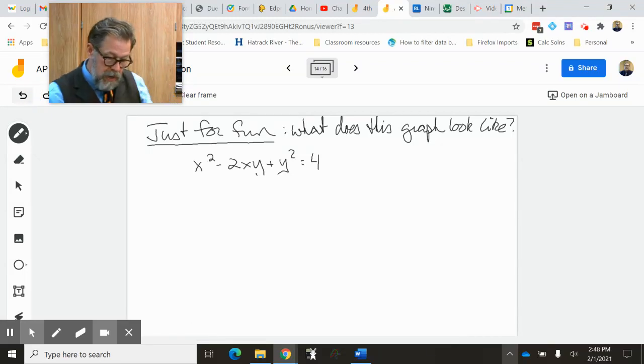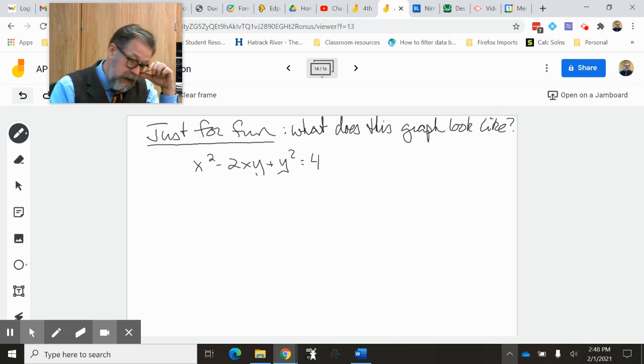All right, guys. So, just for fun, and maybe a little bit of learning and practice. Question is, what does this graph look like? I don't know. x squared minus 2xy plus y squared equals 4. Can't plug it into my calculator. But one thing we could do is investigate the slope.